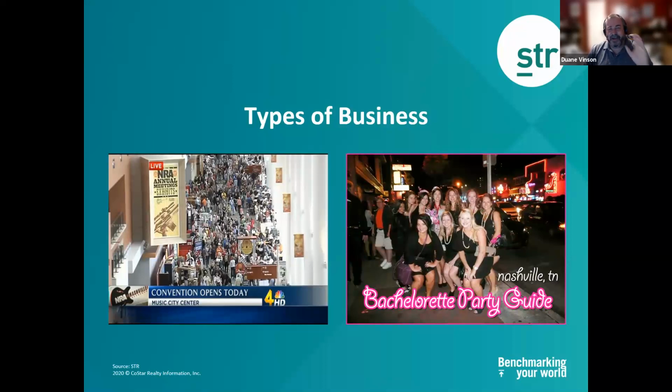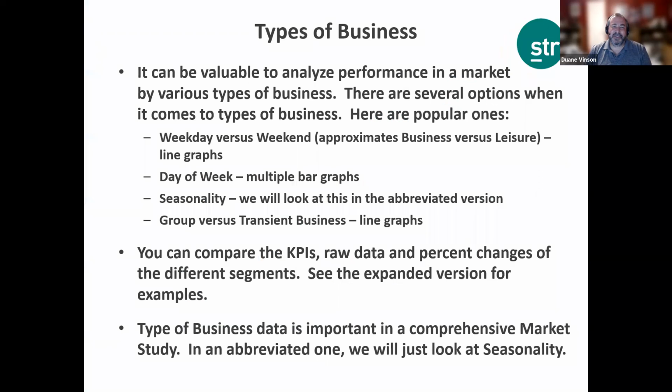Every market though has its own unique story to tell when you're talking about types of business, right? And how you choose to tell that story in the most compelling way is what you want to try to do here. There are different options when it comes to talking about types of business. All of this data is available to you in a trend report, right? The performance data for all of these different ways of looking at this is available in the trend report.